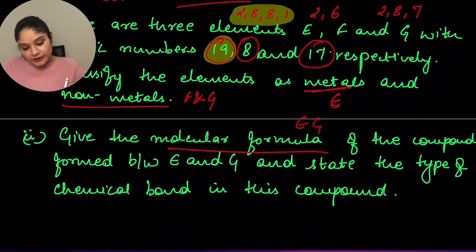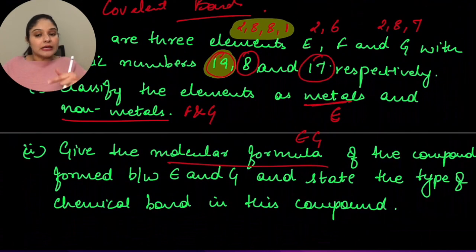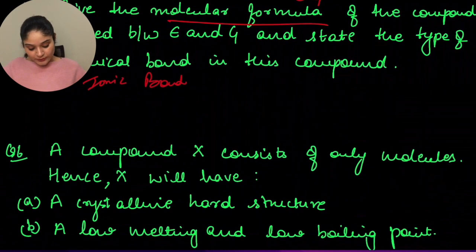Then they're asking, state the type of chemical bond in this compound. One of them is ready to donate, the other one is ready to accept. So what kind of bond would that be? That would be ionic bond. So we mention ionic bond. Now let's move to the next one.